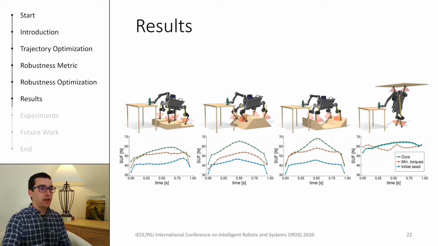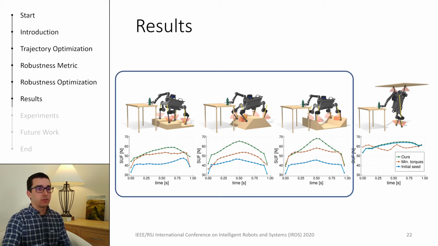First, let us analyze these 3 scenarios. We can see that both the objective functions we tested were able to improve the robustness of the initial trajectory. However, we can see that using our metric we can achieve better robustness than the minimization of torques. These observations were true for all these 3 scenarios.